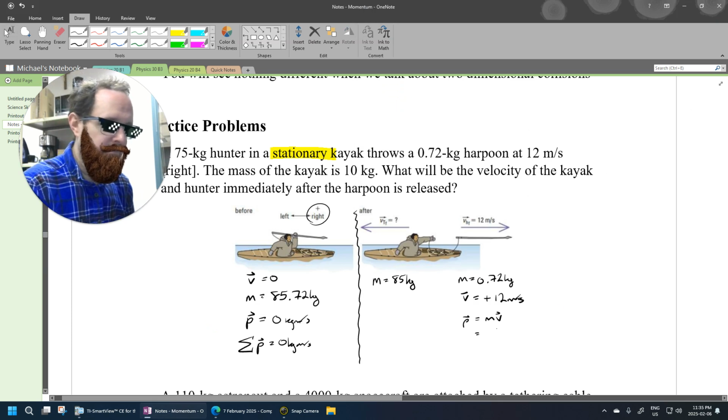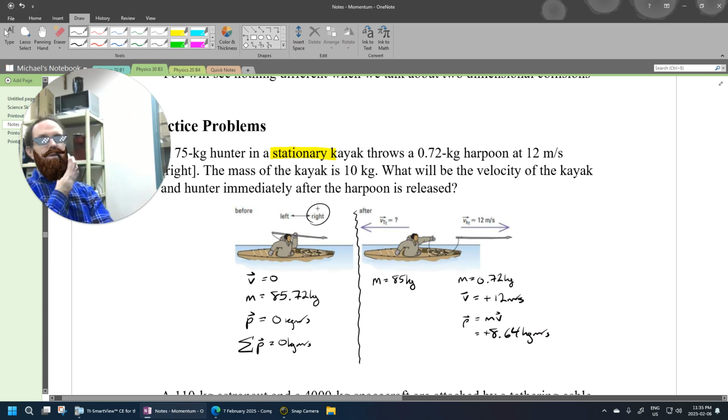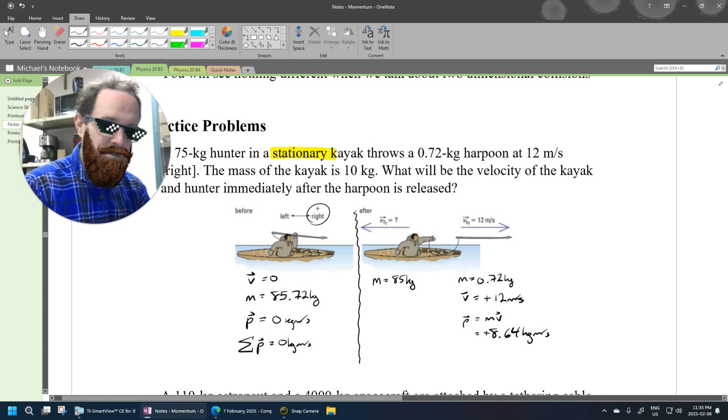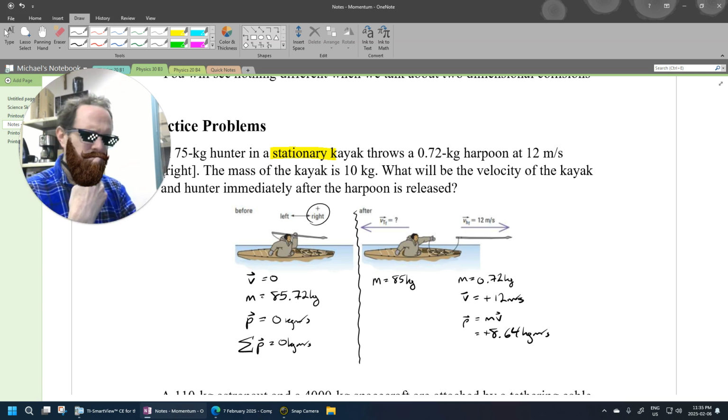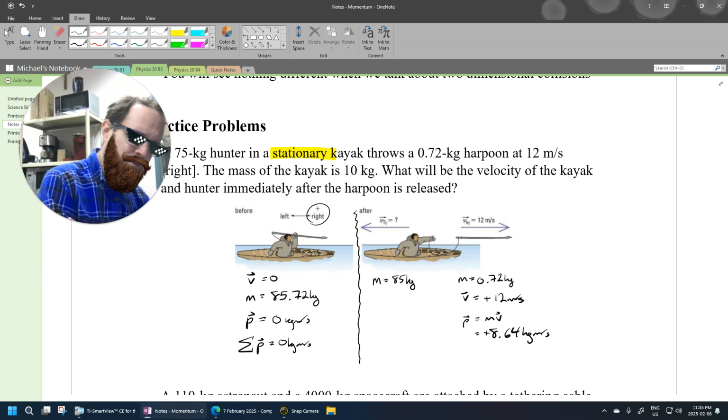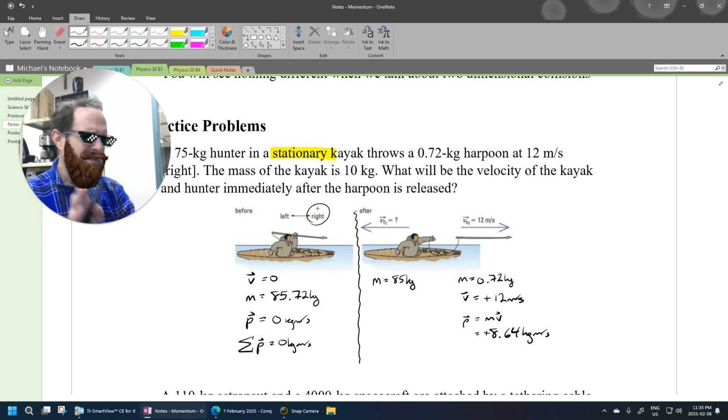8.64. Positive. Okay, cool. So now we know the momentum of the harpoon afterwards, but everything's got to add to 0. Everything's got to add to 0. So we could just use logic and say, okay, that's positive 8.65. That means the kayak hunter must be negative 8.65. It means it's just going backwards. Yeah, it makes sense. So they're going opposite directions.